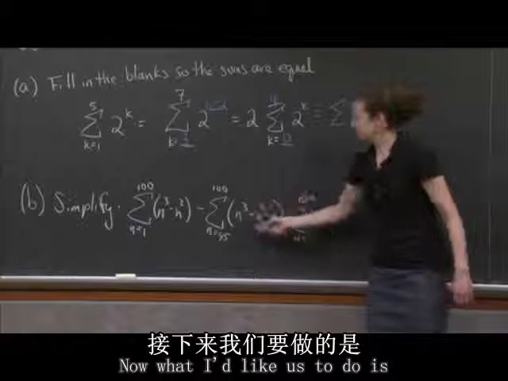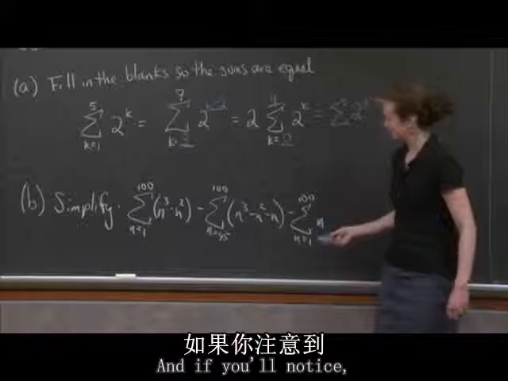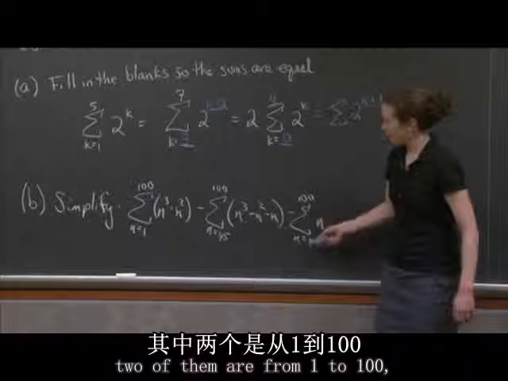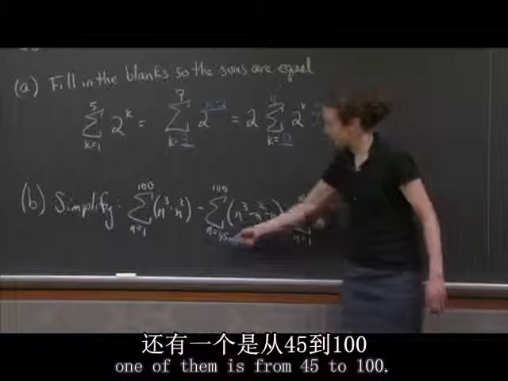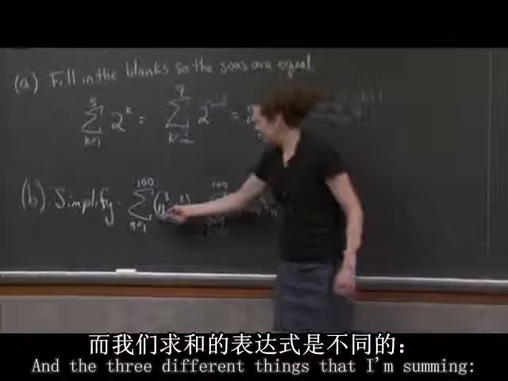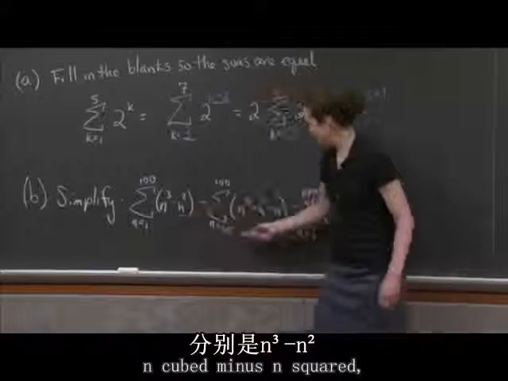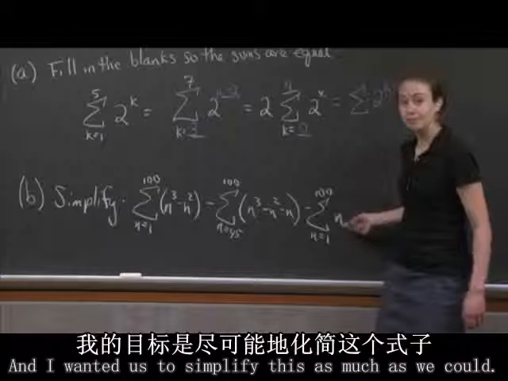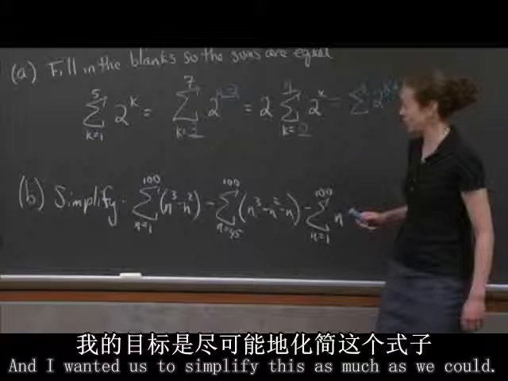Now what I'd like us to do is work on simplifying a problem. And if you'll notice, I've put in three sums. The values here, 2 of them are from 1 to 100. 1 of them is from 45 to 100. And the 3 different things I'm summing, n cubed minus n squared, n cubed minus n squared minus n, and then n. And I wanted us to simplify this as much as we could.